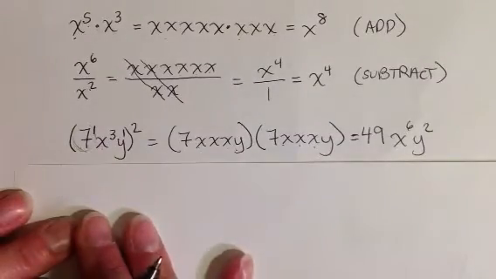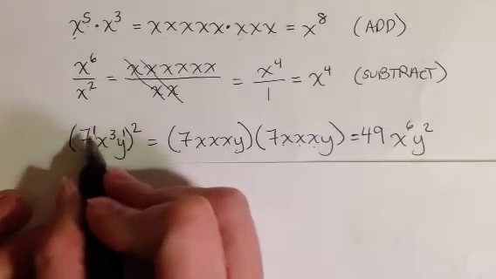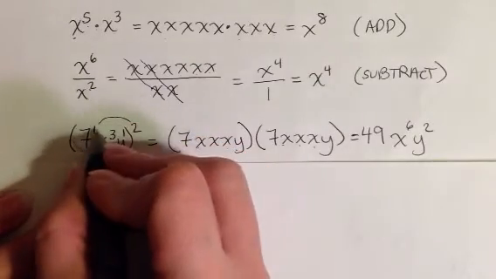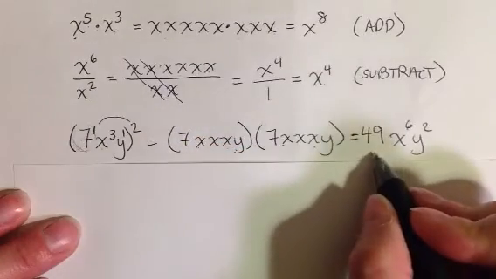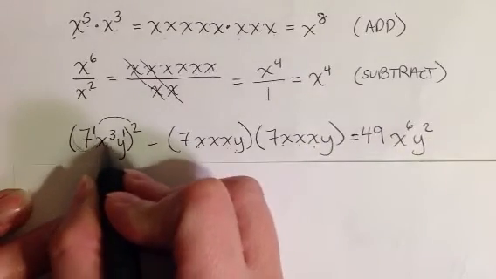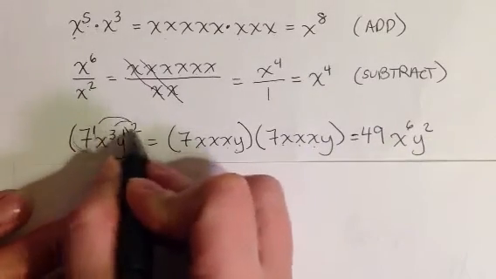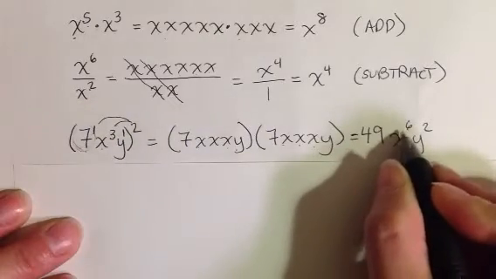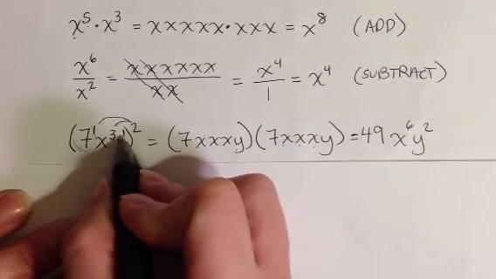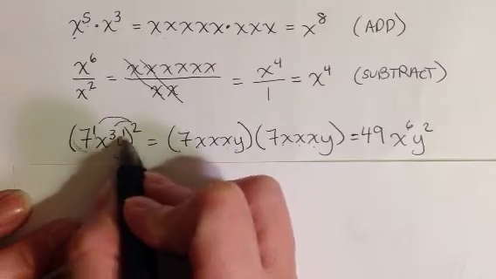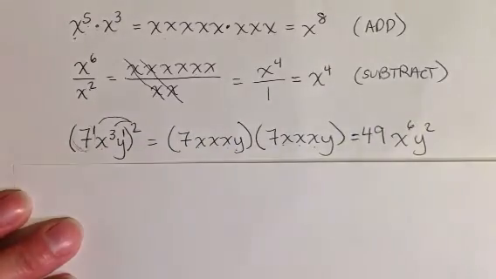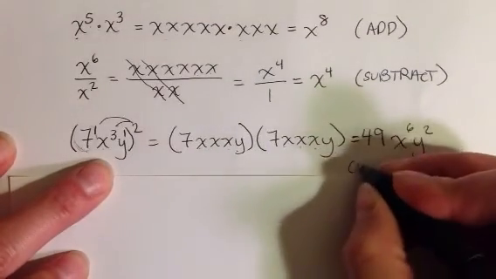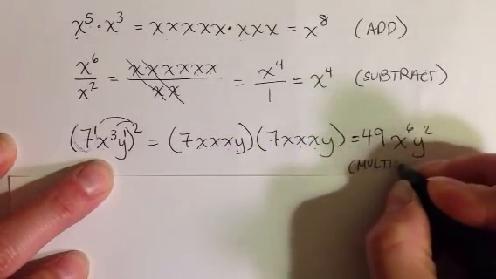So what am I doing with these exponents? Well, I'm going to have 2 of this 1, 7. So 2 times 1 is 2. So 7 squared, 49. 3 times 2 is 6. I have 2 sets of 3, so that's 3 times 2 is 6. X to the sixth power. And then 1 times 2 is 2, so y squared, y to the second power. So what I did with the exponents is I multiplied.